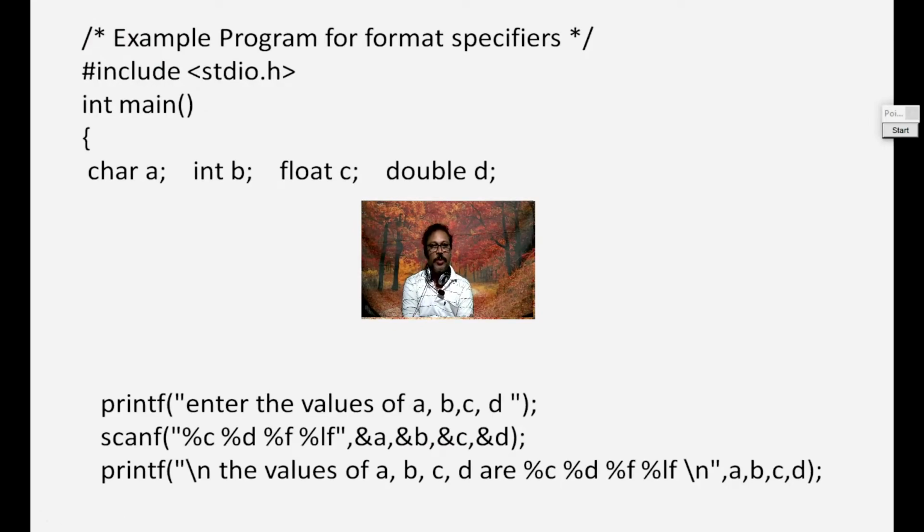Example program for format specifiers. We will do the programming also, but theoretically we will discuss. You can see here, character type is there, integer type, float type and double type. Enter the values of A, B, C, D, and you are reading the values. Because A is character, %c, B is integer, %d, C is float, that's why %f, D is double, that's why %lf. After reading, you are printing the values. And there will be a closing curly bracket.